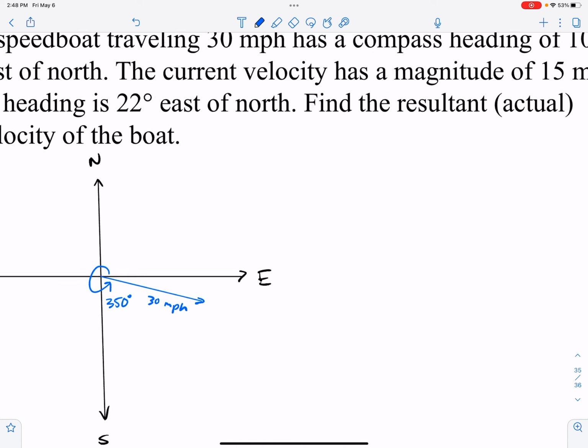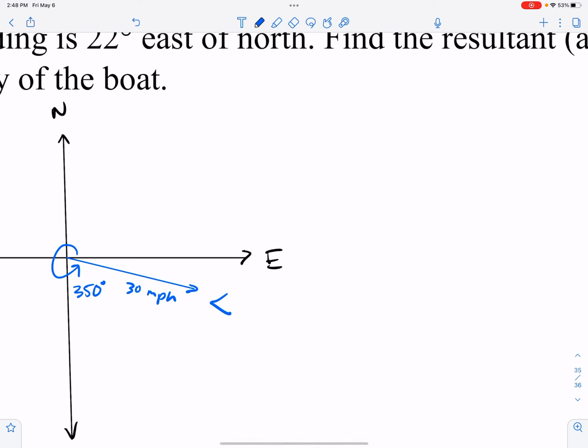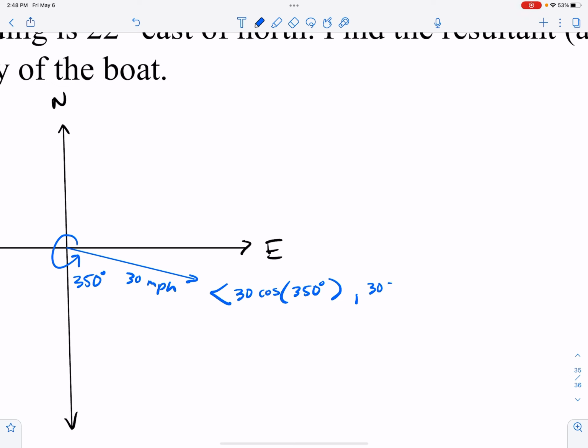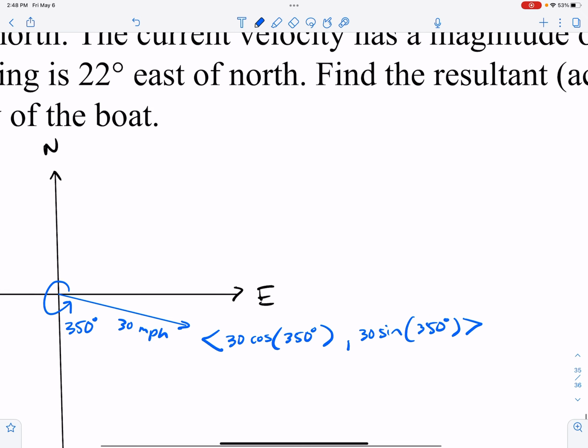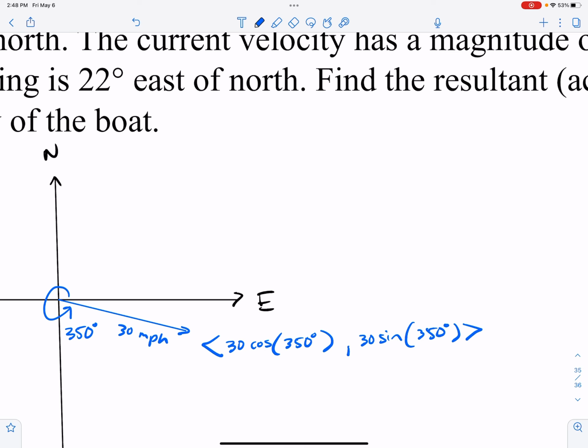And it has a magnitude of 30 miles per hour. So in component form, that would be 30 cosine, I'm using 350 degrees for the direction angle because that's the angle that's in standard position, comma 30 sine of 350 degrees. And I can't simplify that further because 350 degrees is not on the unit circle.